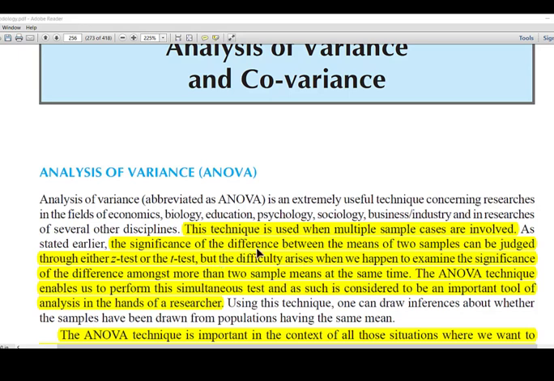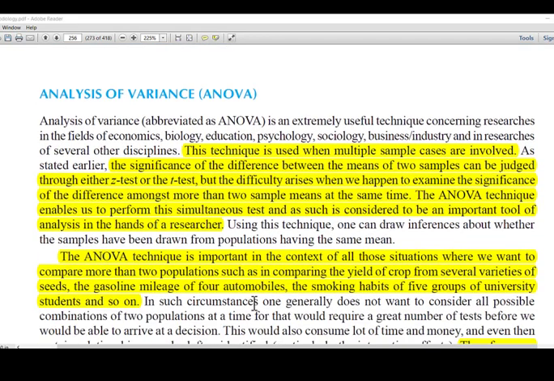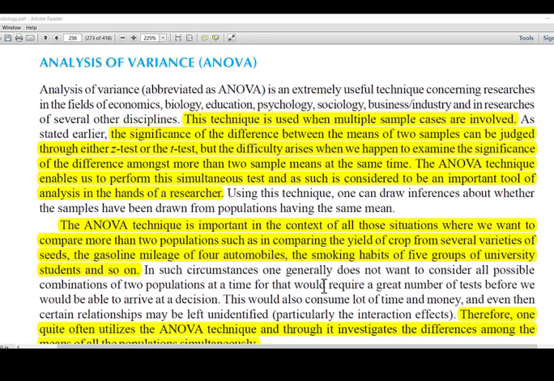The significance of the difference between the means of two samples can be judged through either the Z-test or the T-test. But the difficulty arises when we happen to examine the significance of the difference amongst more than two sample means at the same time. The ANOVA technique enables us to perform this simultaneous test, and as such is considered to be an important tool of analysis in the hands of a researcher. Using this technique, one can draw inferences about whether the samples have been drawn from populations having the same mean.